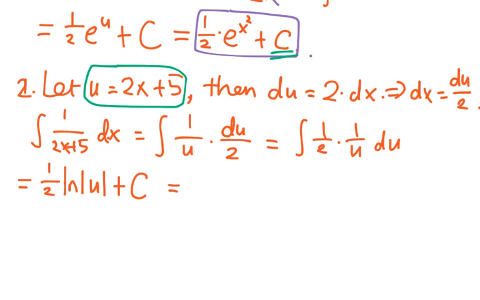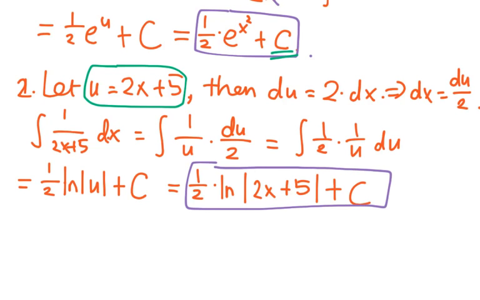And in the very end, we're going to replace u by the original variable in the problem. That is 1/2 times the natural log of the absolute value of 2x plus 5, and then plus a constant c. And this will be our final result.